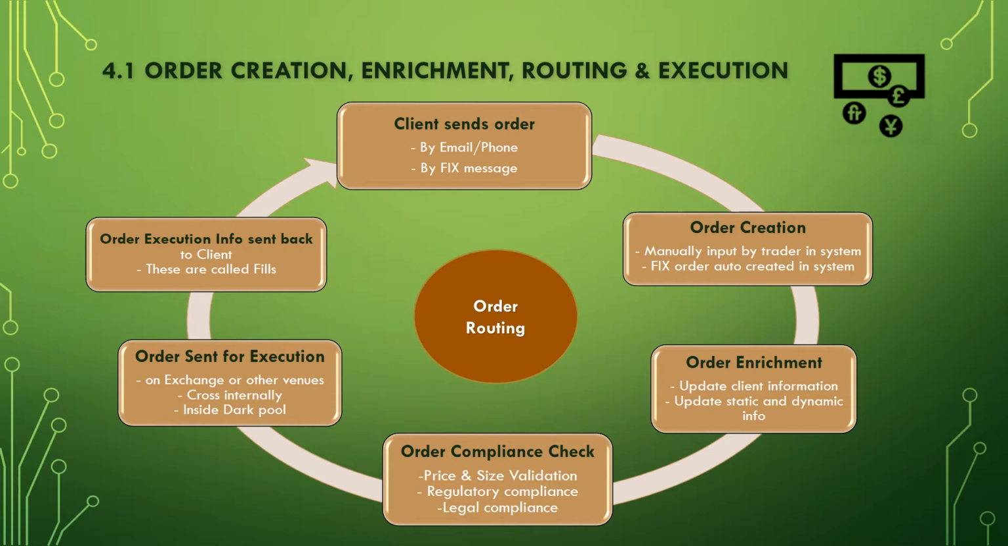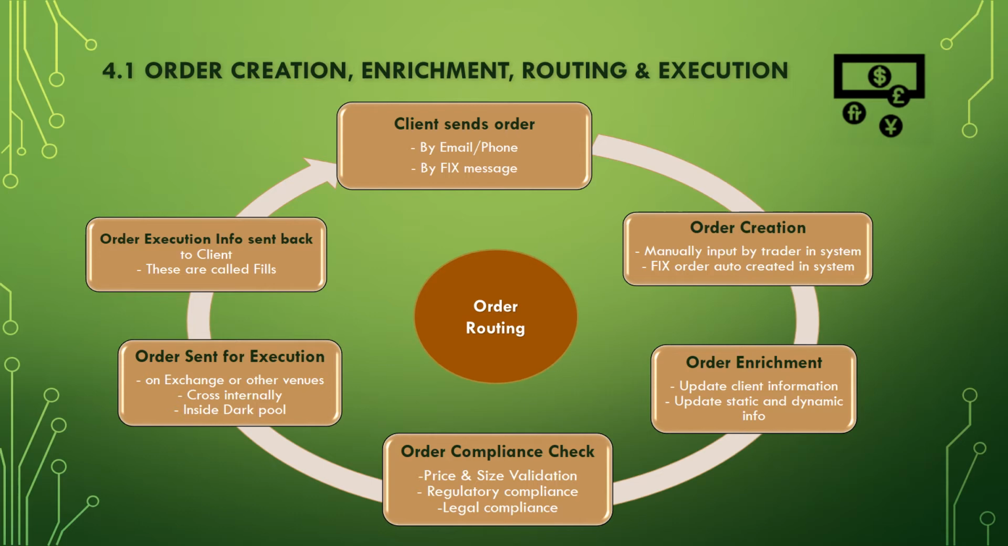As the order is sent for execution, once the order starts getting executed, it can get executed in smaller shapes or in full shape as well. These shapes in which the order is getting executed are called fills. These fills, or the information about these fills or executions, is then sent back to the client. So it can be sent via a FIX message again, or through end of day reports. So this completes our order routing and execution.